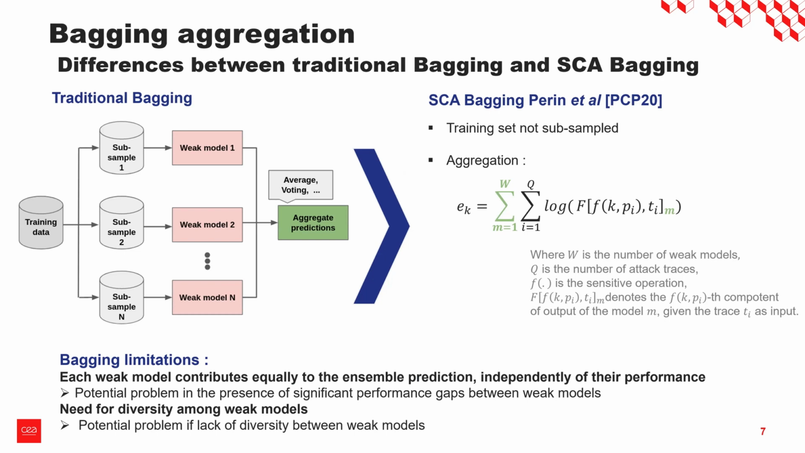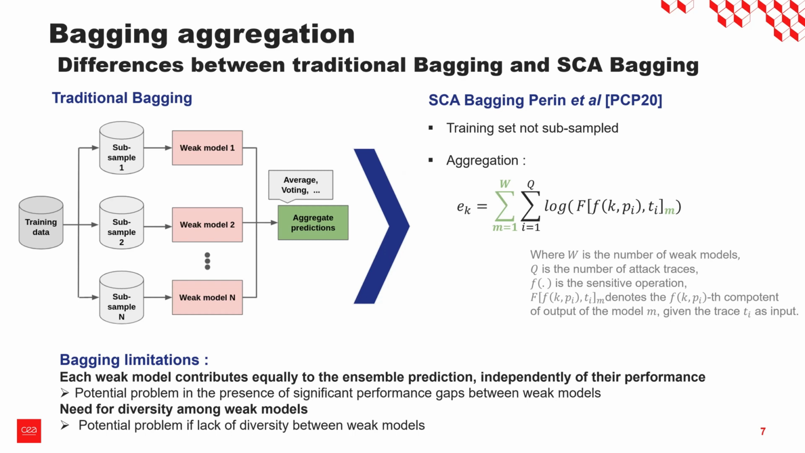First, in traditional machine learning bagging, the training set is subsampled in order to train the weak models on different data and promote diversity between their errors. But in SCA, the profiling step requires a high number of traces. So like in the previous work, in this work we did not subsample the training set. Another difference is that the aggregation is not directly performed on the weak model predictions, but during the computation of the summation of log probabilities for each key hypothesis, so during the attack step and the computation of the rank metric.